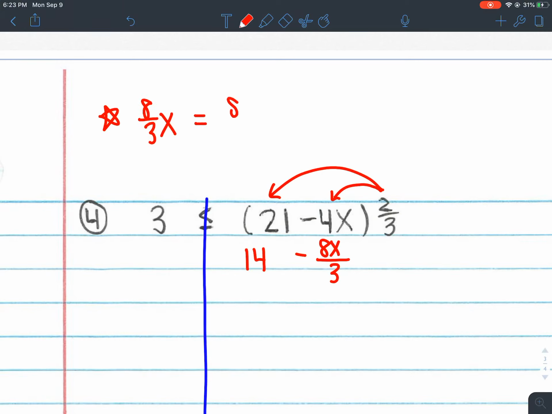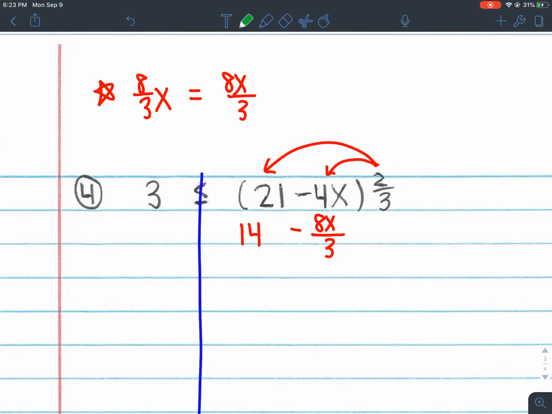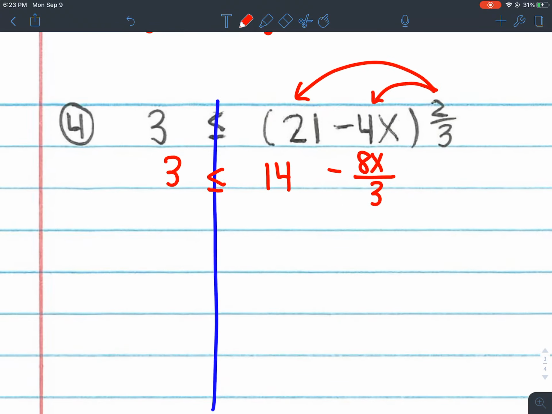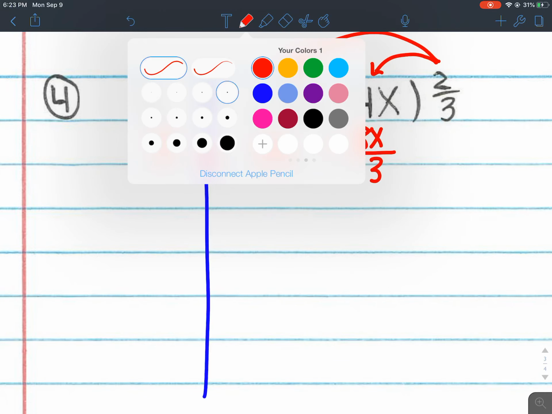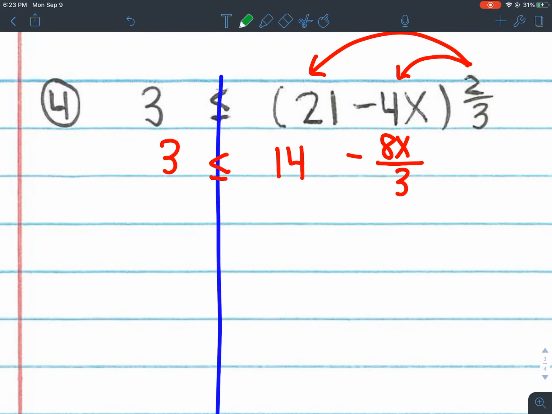8/3 x is the same thing as 8x over 3. So that's why I'm writing it that way. Oops, let me use red. And then I'm going to keep my sign the same, and I still have my 3. So all I did there was distribute. It's just a little ugly because we have some fractions. And I will warn you that it's going to be a fraction in your answer. It's not very pretty, but that's what it is. All right, I still want the x by itself. However, I need it on the left. So I need to move my x to the left side.